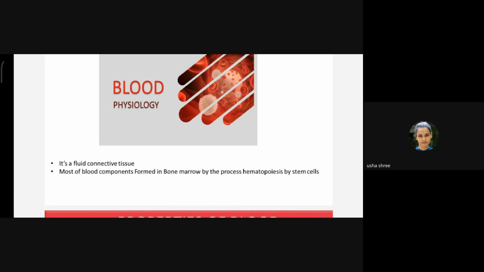Where are the major components of blood formed? They are formed in bone marrow. By which process does this formation occur? The process is known as hematopoiesis. And from which cells are blood cells formed? Those are stem cells.